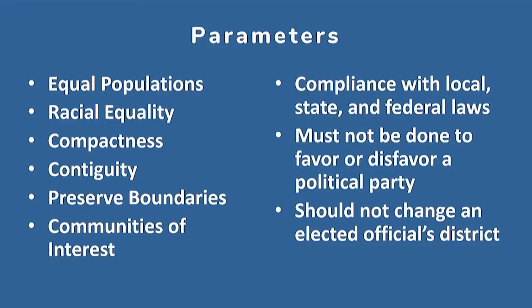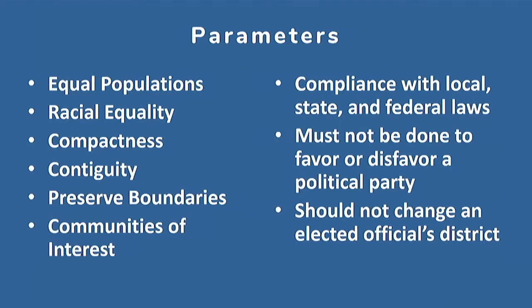So the parameters we have to follow are: we must strive to keep an equal population in our wards. It does not have to be mathematically exact. That probably is not too easy to obtain, but as close as feasible. Maintain racial equality. No gerrymandering is the bullet point there. Wards should remain compact or as compact as possible in order to maintain balance in those population numbers. They should be contiguous. We should not have a gap between two portions of a ward.